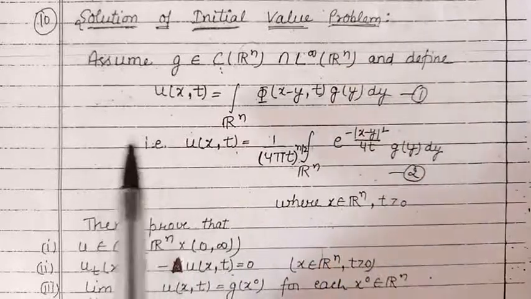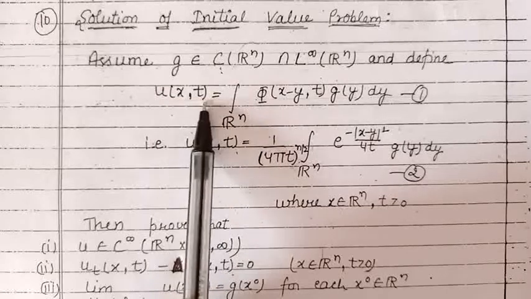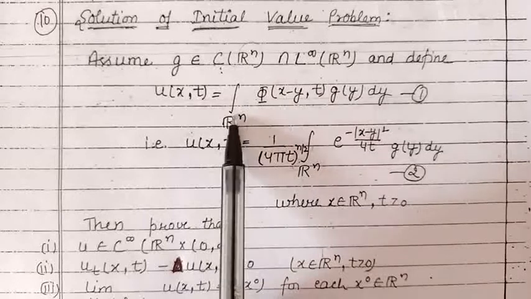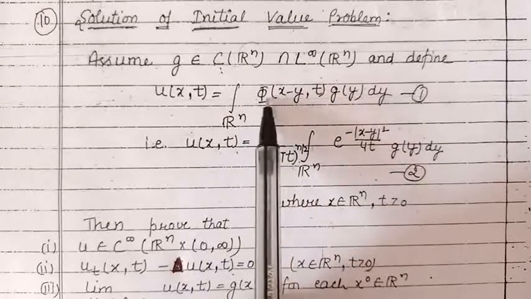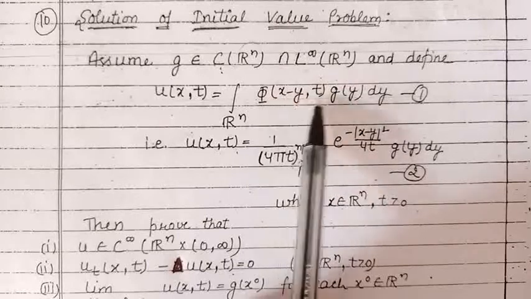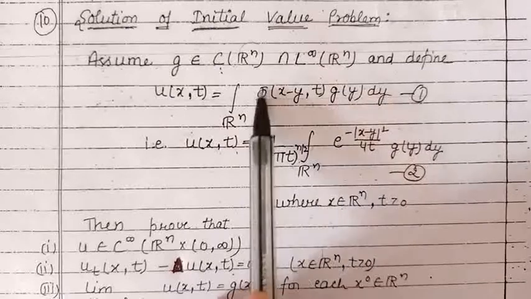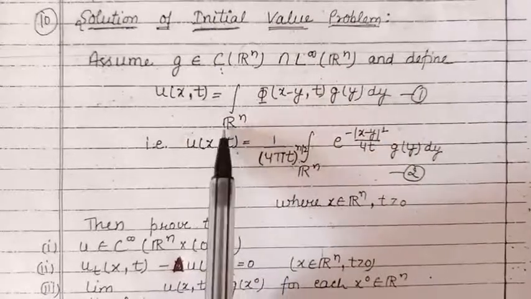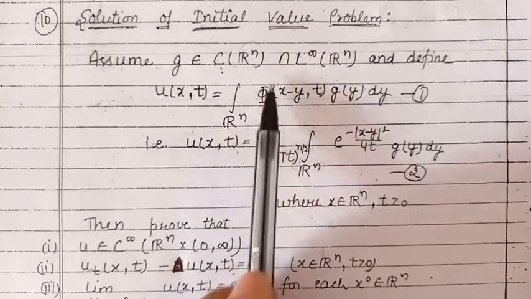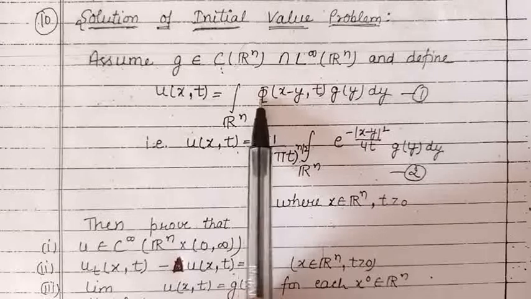And we define a function u, which is a function of x and t, and this is given by the integral of the function phi, which is a function of x minus y and t, into the function g, and this integral is over the n-dimensional real Euclidean space. Here this phi is the fundamental solution of the heat equation.